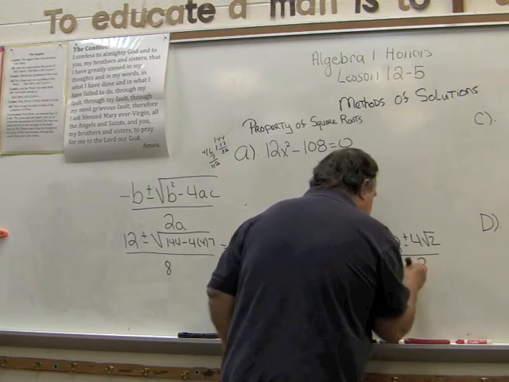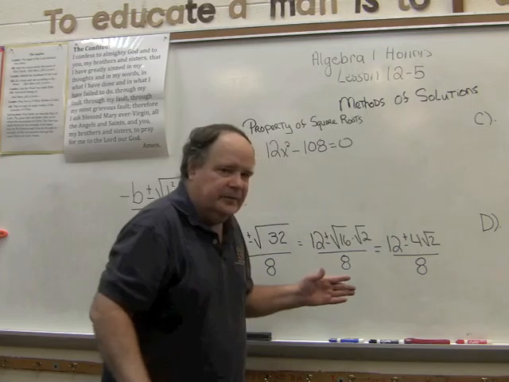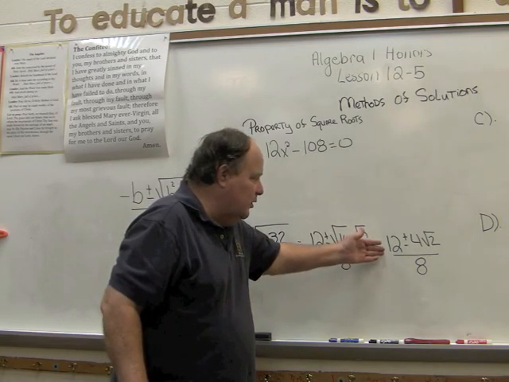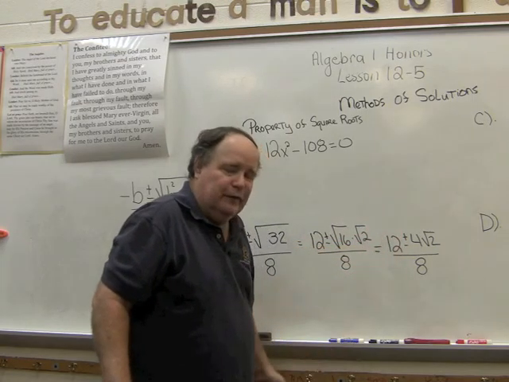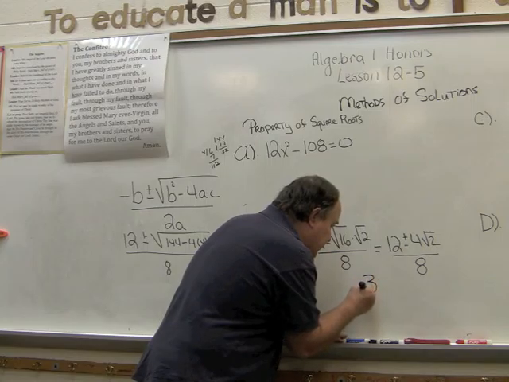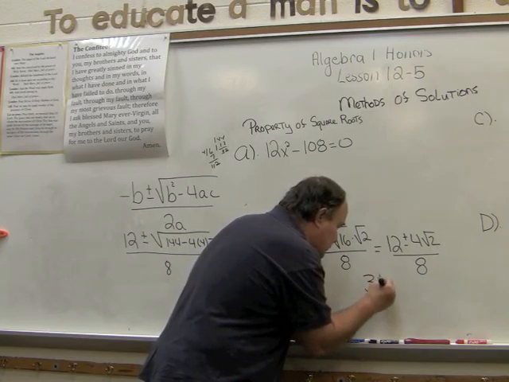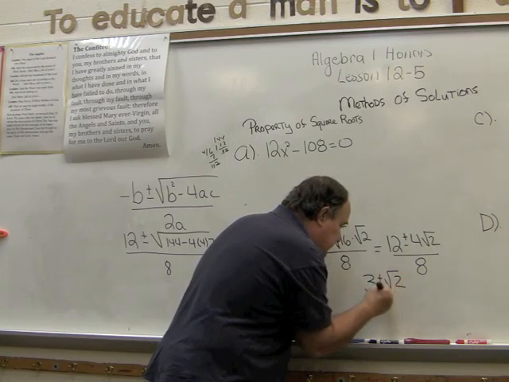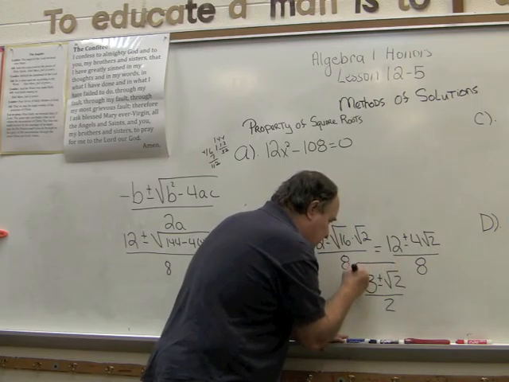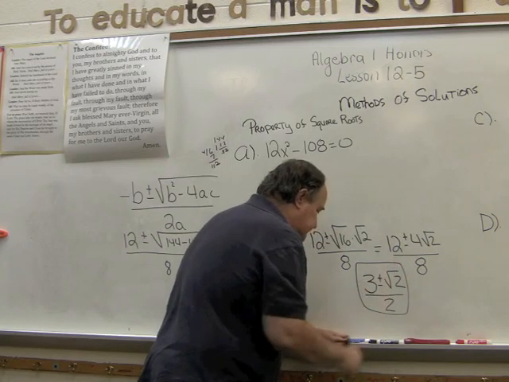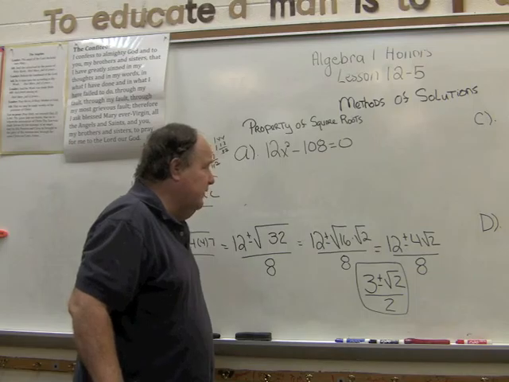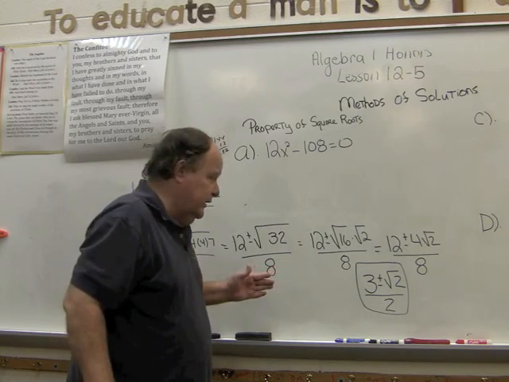Almost done. But remember, we always have to reduce things to their simplest form. In this case, we can reduce all of these by 4. So 4 goes into 12 3 times, and the 4 is going to turn into a 1, so we're just going to have the square root of 2. And 4 goes into 8 two times. So the answer to this is going to be 3 plus or minus the square root of 2 over 2. And that's using the quadratic equation.